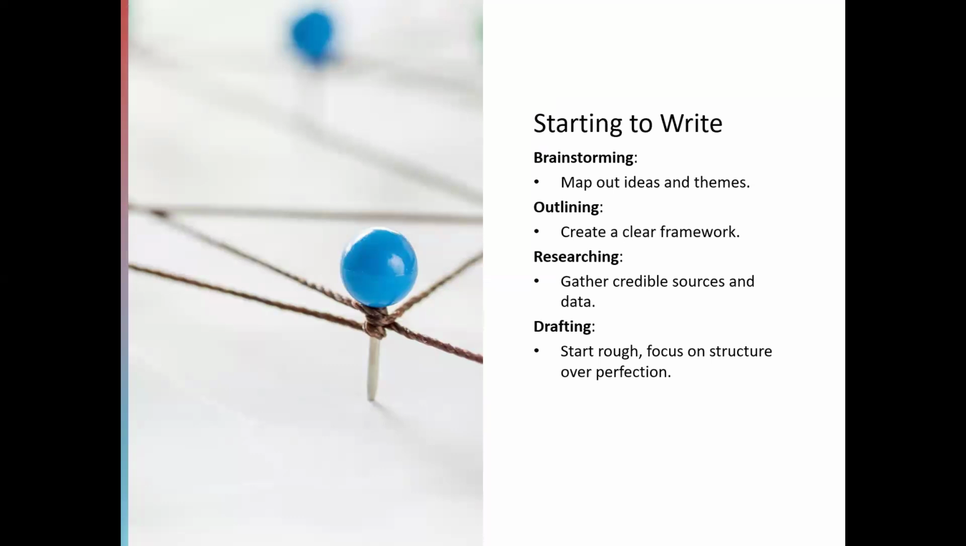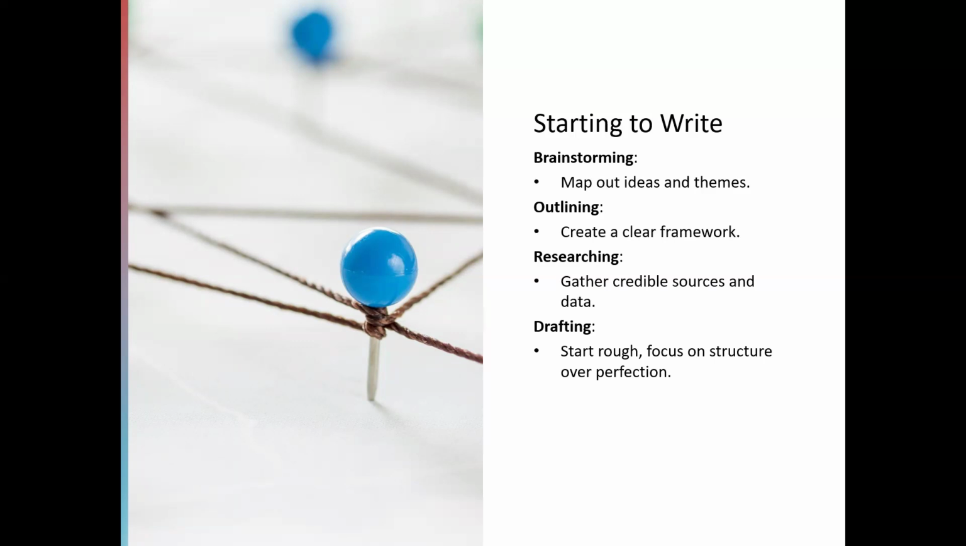And now, how to start writing? You're about to work on the research synopsis, and you have decided the topic. You are now moving towards the write-up. Now, first of all, the main thing is to brainstorm and map out ideas and themes about how you want to conduct this research, and then generate a clear framework in the form of outlines. And after that, start research and gather credible sources and data, and then start a rough draft, focusing on structure, not perfection.